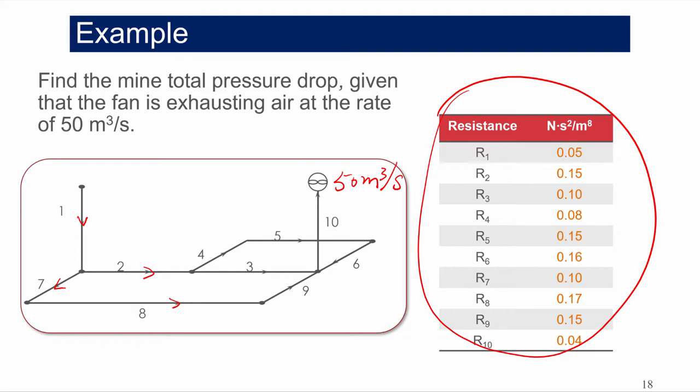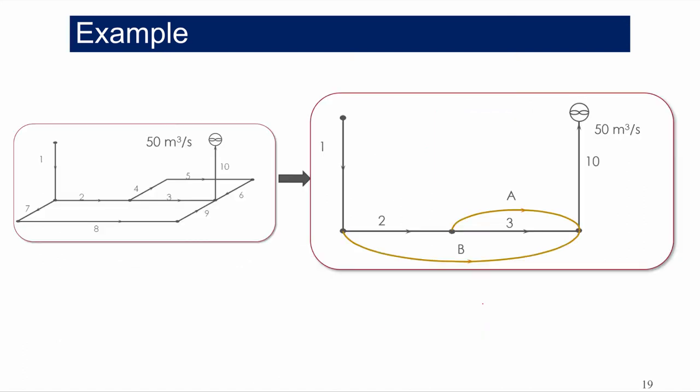The total pressure drop, as we know, is pressure drop equals RQ squared. Q is 50, but R is the mine's total resistance we need to calculate. So we can reduce this mine ventilation network to one single equivalent resistance. Let's see how we do it. The first step is to redraw the airways, but the current layout is clear enough, so I don't need to redraw it in this example.